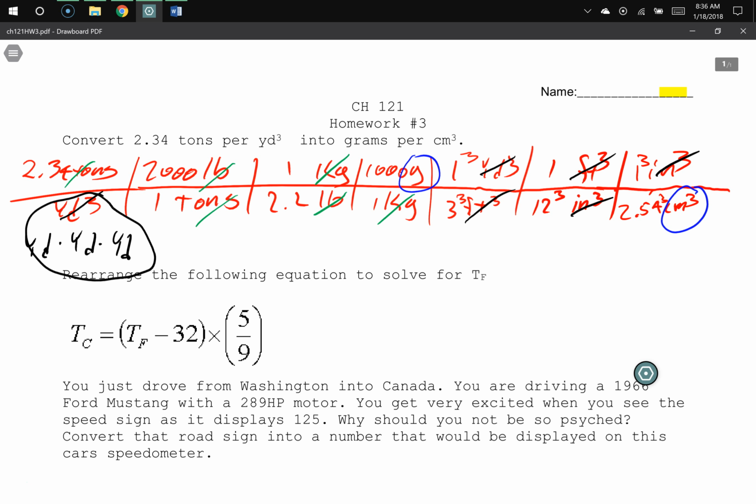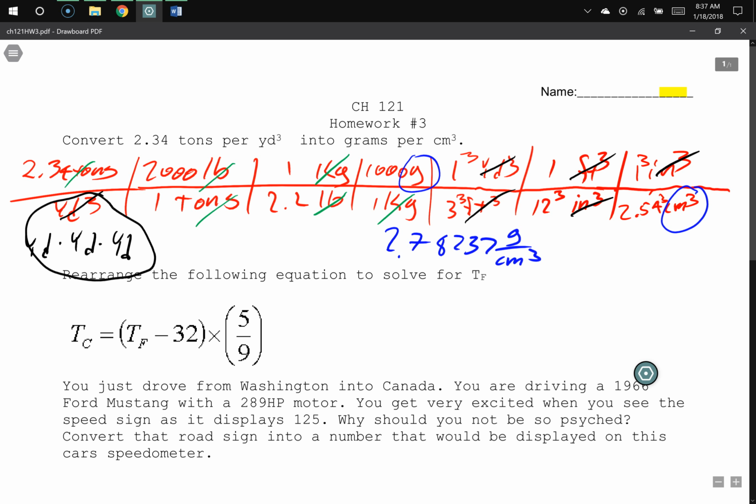So we're going to take 2.34 times 2,000 times 1,000 times nothing divided by 2.2 divided by 3 cubed divided by 12 cubed divided by 2.54 cubed. And I get 2.78237 grams per centimeter cubed. My answer can be how many numbers? Just 3, because I have 3 sig figs with this right here. So then my answer is going to be 2.78 grams per centimeter cubed.